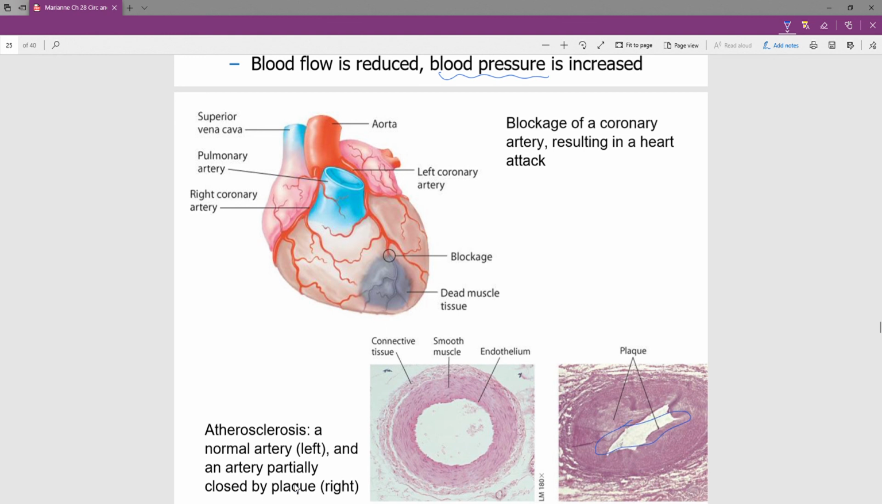This is that idea of a heart attack. So the coronary artery itself here, that's the left coronary artery. If it's blocked, this area of the heart is going to be deprived of oxygen and is going to die. This is a heart attack. It could be because of atherosclerosis, same as a stroke can be from atherosclerosis, but a stroke is damage to brain tissue.